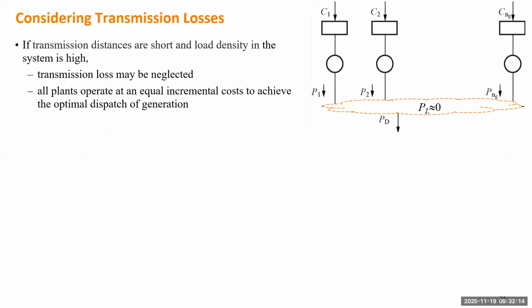So the only thing left will be about how to deal with transmission loss. So in the formulation we studied so far, we ignored the transmission network. When the transmission distances between generation and load are very short and load density is very high, we can ignore the transmission loss. And finally, the conclusion is all power plants will operate at the same equal incremental cost for the optimal dispatch.